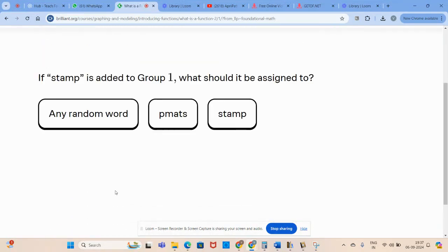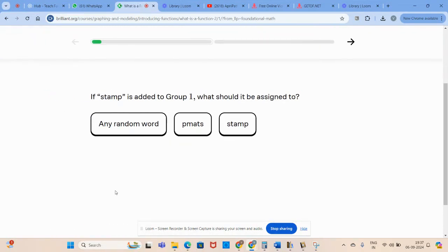Let's continue. Now, I have a question to ask at this point. Let's say that we add the word stamp in group one, what do you think we should assign it to in group 2? Any random word, or the second phrase that you see here, PMATS, or stamp only?